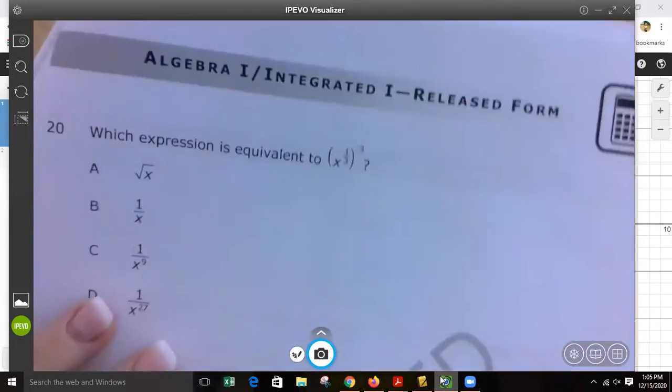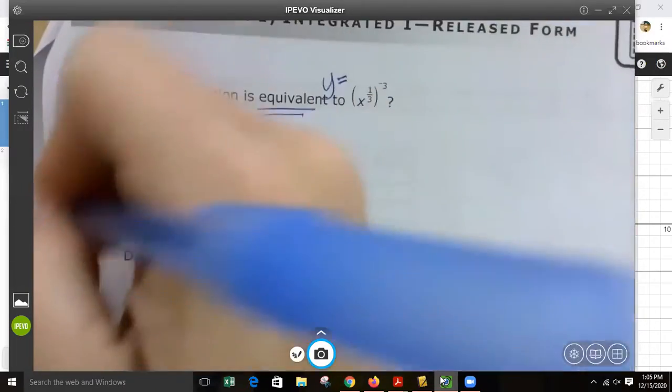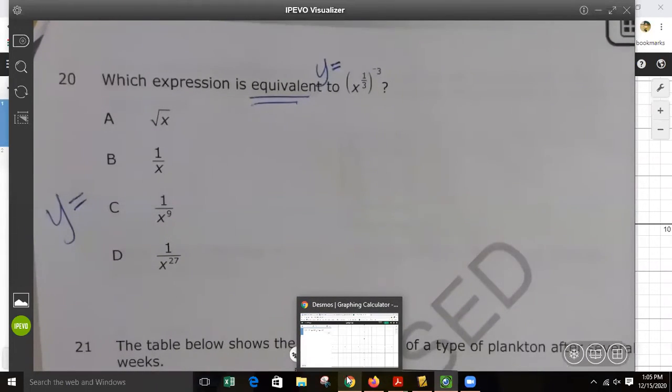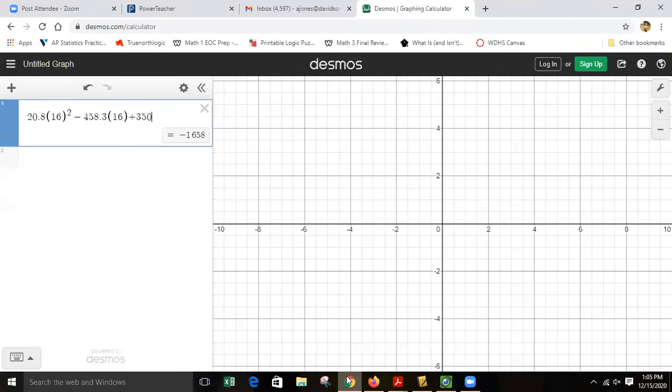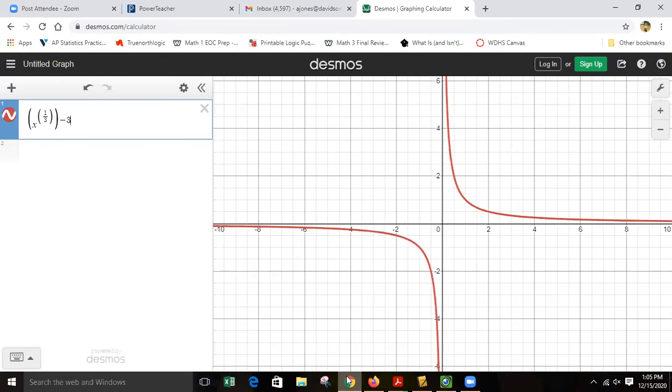All right, check this one out. Anytime it says equivalent, you're going to put this into y equals on Desmos. So when I go to Desmos, I'm going to put that first one in. So it's parentheses, just like they have it, x to the, we'll have to use parentheses, 1 divide 3. And get outside of that, to the negative 3. Make sure it goes to the, maybe it is, just kidding.